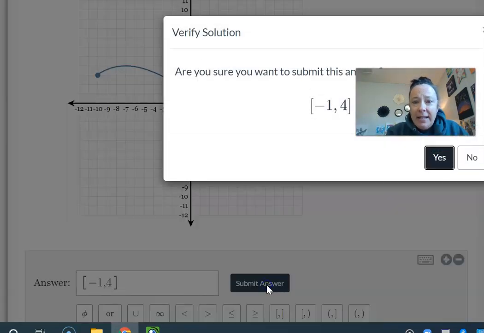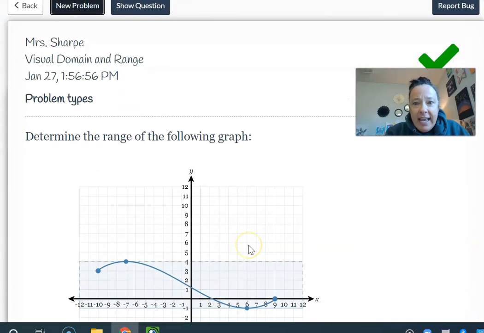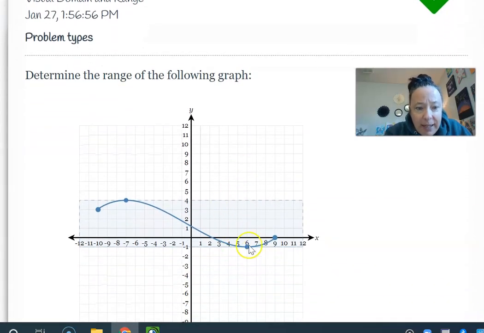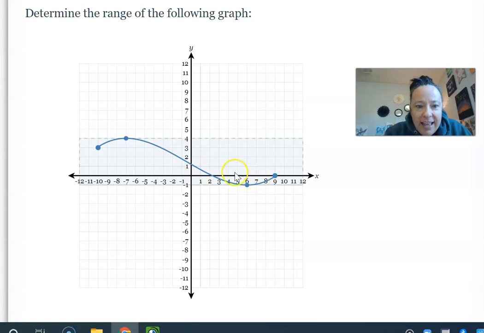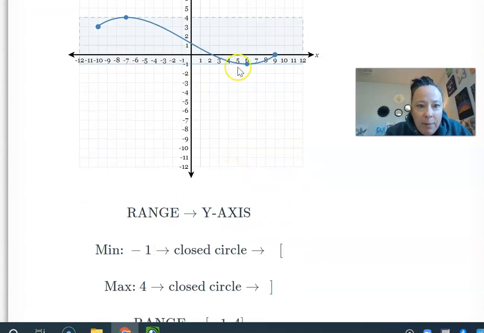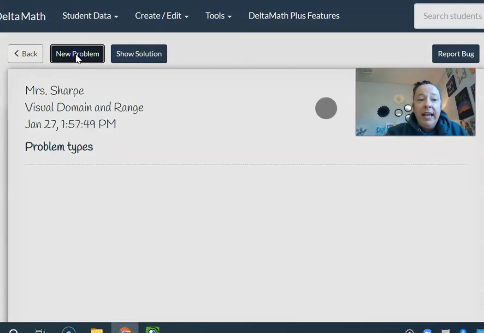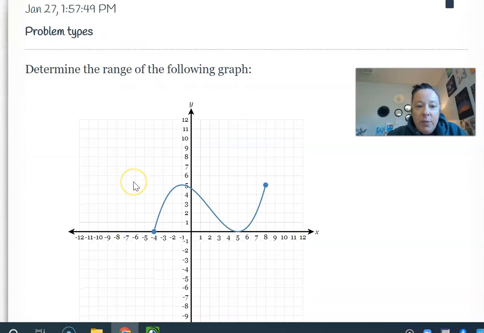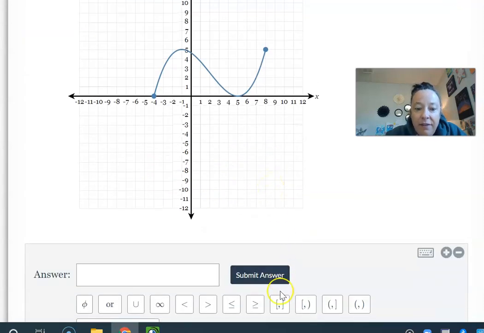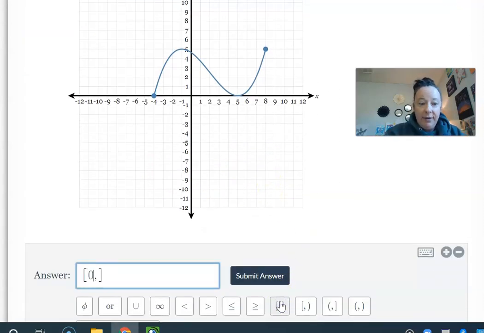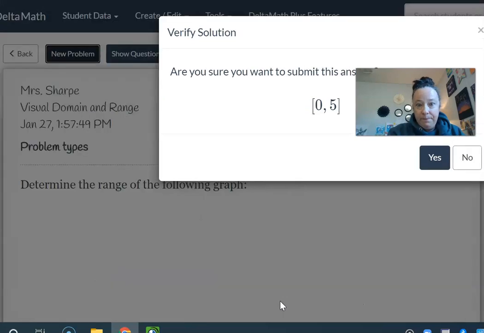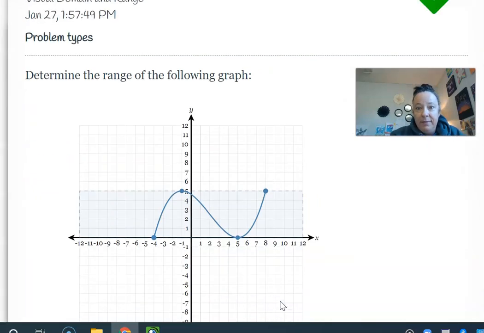Okay, so my answer, keep my fingers crossed, and look how they explain it. They've got that little blue area, that's the range. The minimum is -1, the maximum is 4, and they talk about it being a closed circle. Again, I want you using interval notation. So what's the range of this one? What's your lowest y value? It would be 0, and what's your highest y value? It would be 5, and it would be brackets. So 0, 5, and we're good to go.